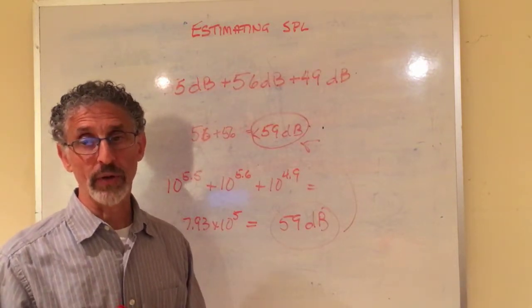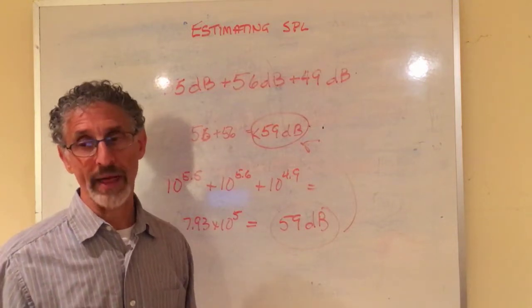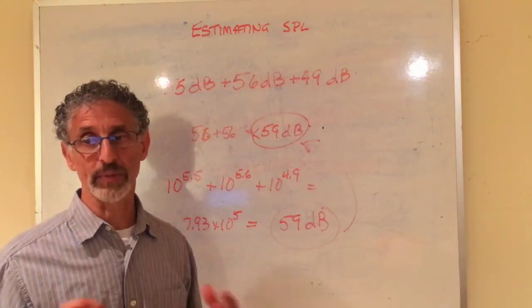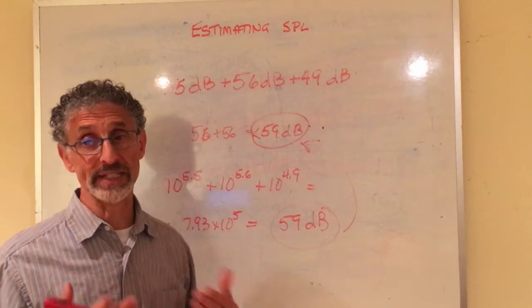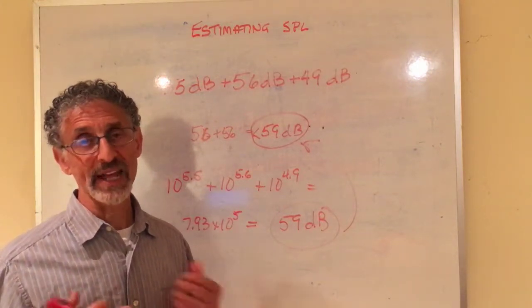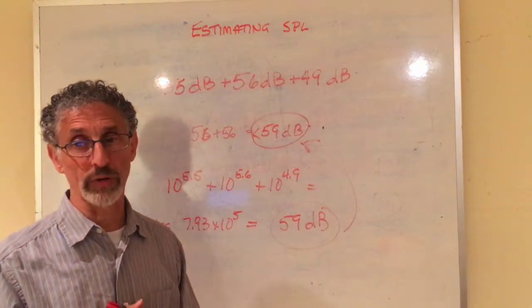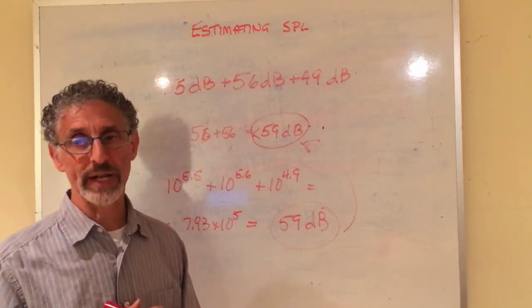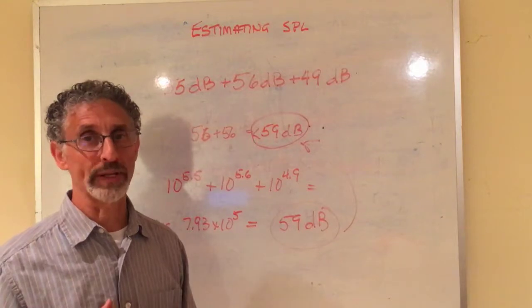It's important to know that all of this math assumes that the sources are producing the same frequency sound and are in phase with each other. Since that hardly ever occurs in the real world, actual measured SPL will be somewhat lower.